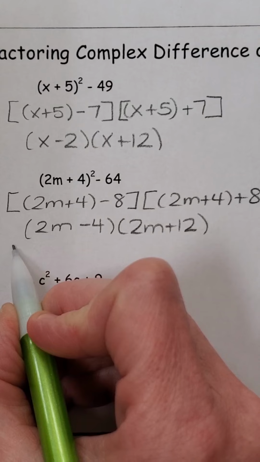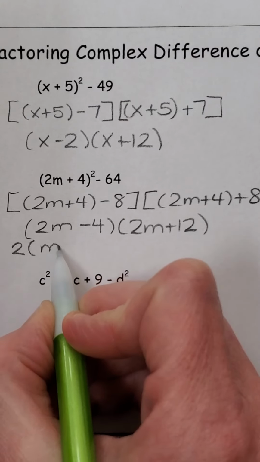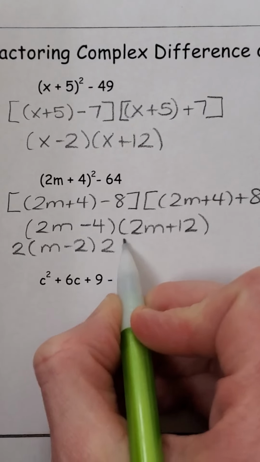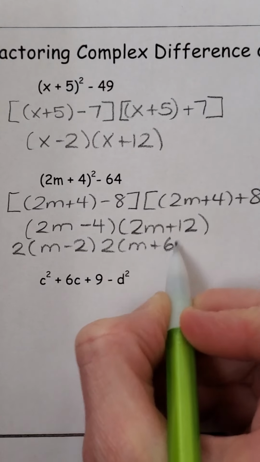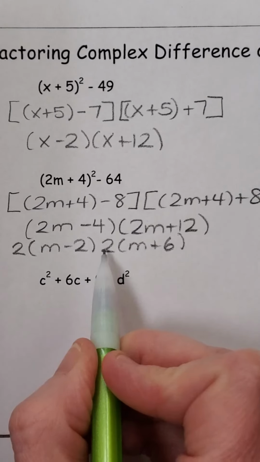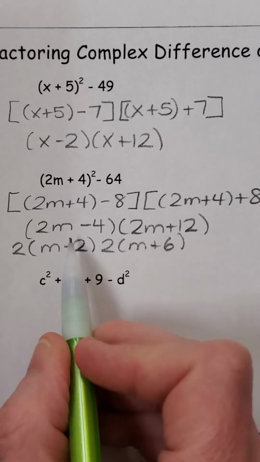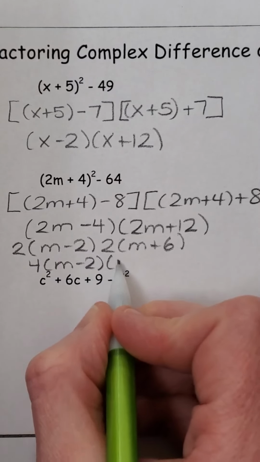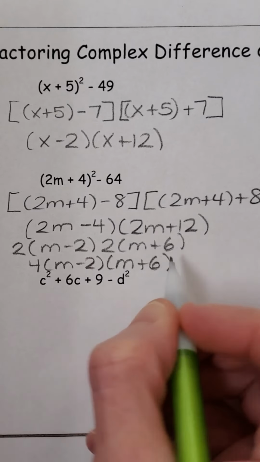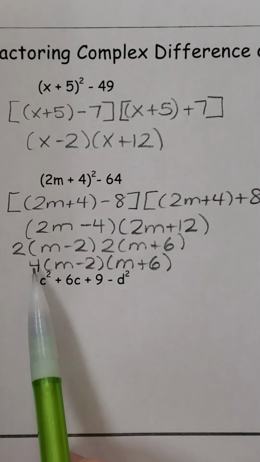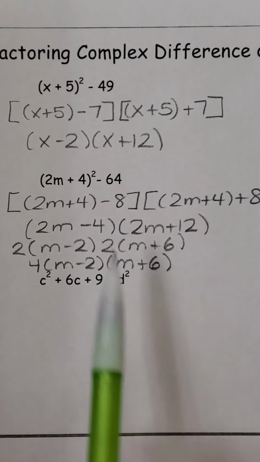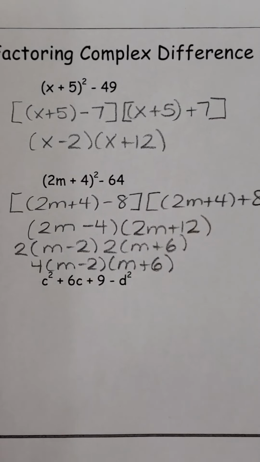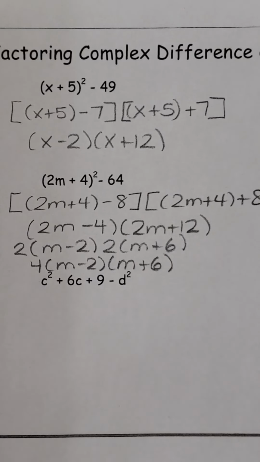So what we can do, and you can do this in one step, but I'll show you in both. So you don't have to take out the 2 separately, you can take out the 4. But then our final answer looks like this. So if we multiplied that, right, 4 times m minus 2 times m plus 6, and multiplied this, we would get the same equivalent expression. That's what we're doing here.